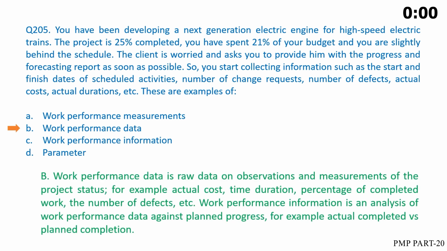The correct answer is B. Work performance data is raw data on observations and measurements of the project status, for example actual cost, time duration, percentage of completed work, the number of defects, etc. Work performance information is an analysis of work performance data against planned progress, for example actual completed versus planned completion.